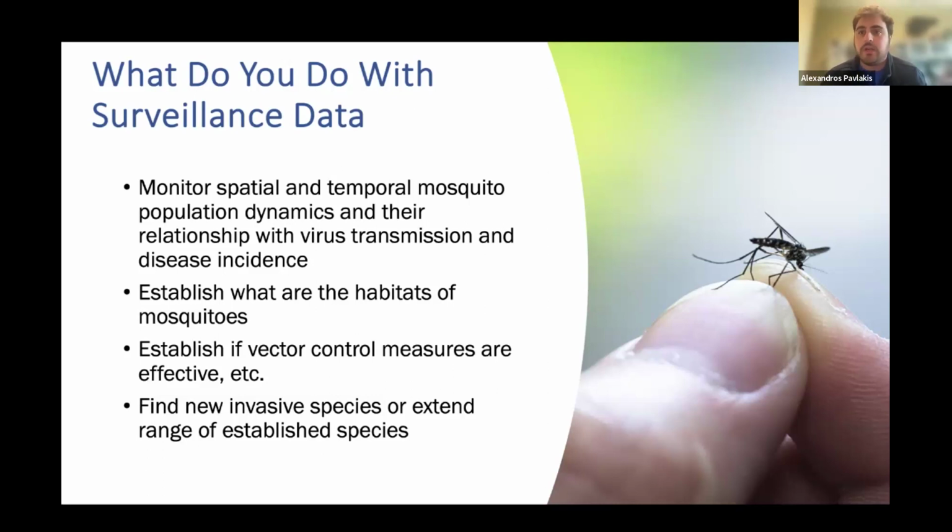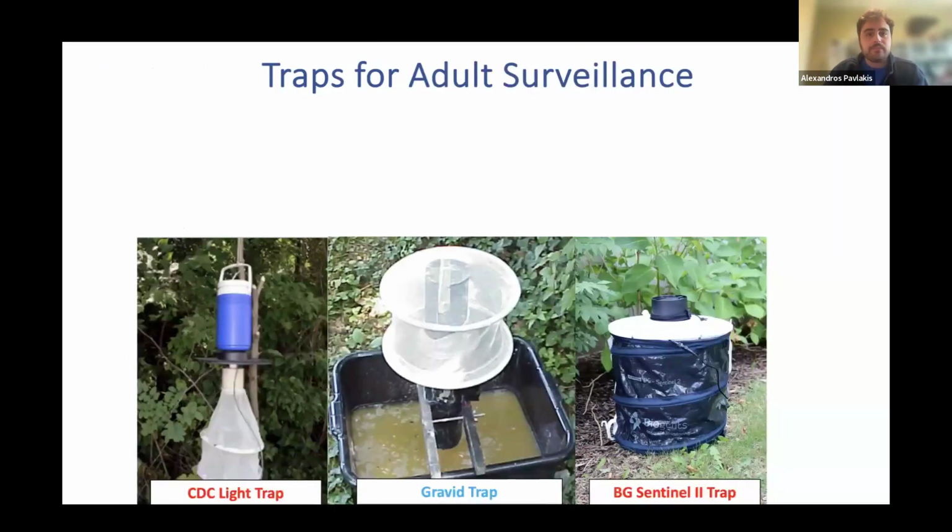This is really important in figuring out, if we're worried about potential vectors of diseases that aren't endemic here, we want to know if these vectors establish themselves in our communities. That's something we constantly do, especially after hurricanes and other major weather events that may blow many mosquitoes into our area that might not have been there before.